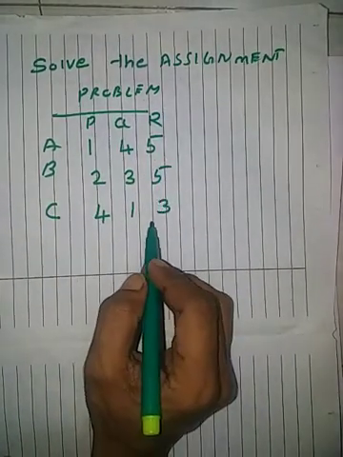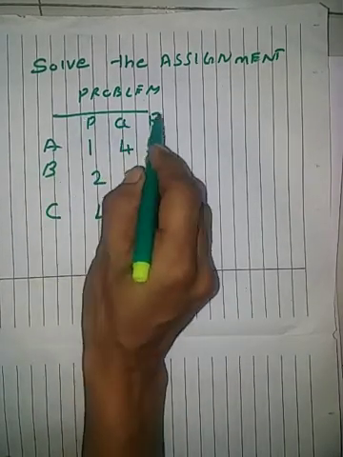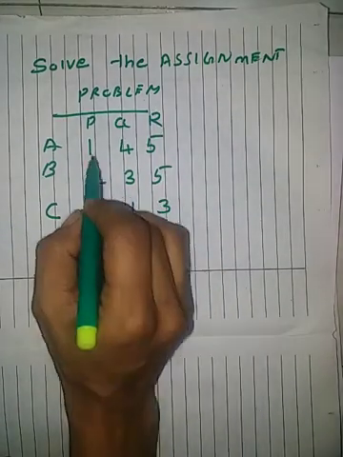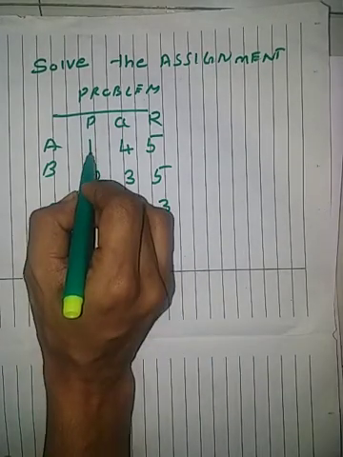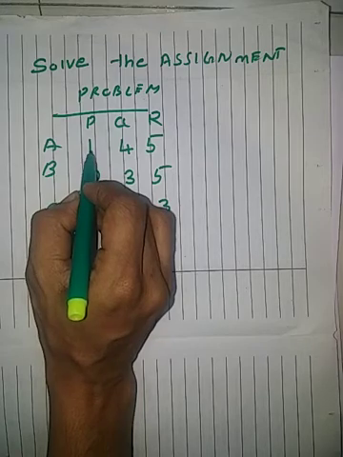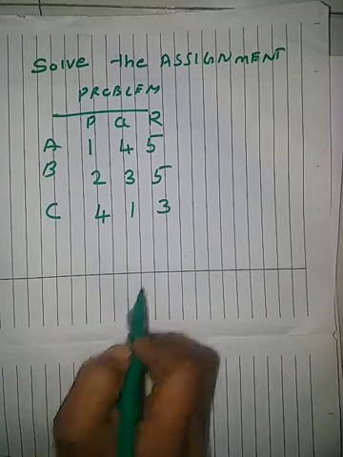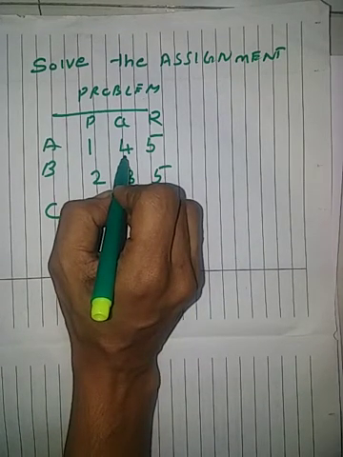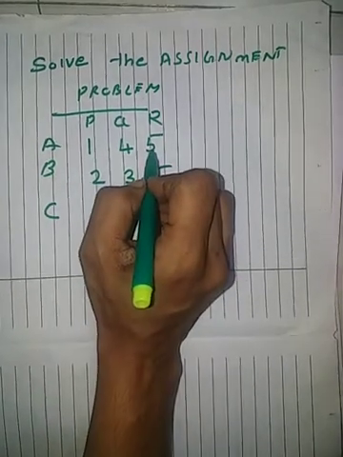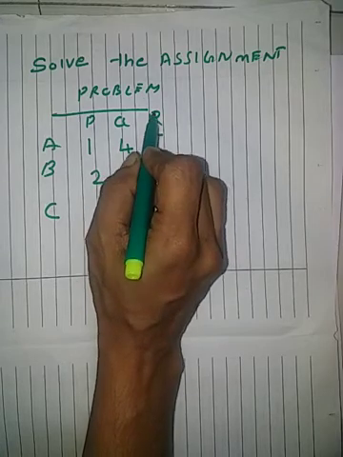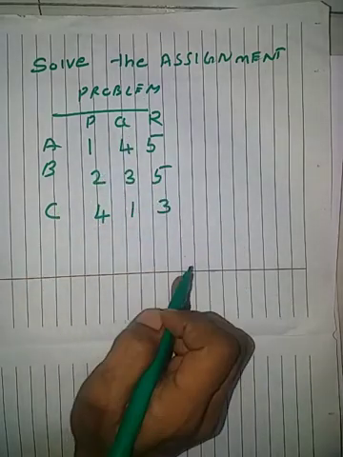Assignment problem. Here 3 operators are there, 3 jobs are there. Timing of each worker job combination is given. One is the time required to complete job P by operator A. 4 is the time required to complete job Q by A. 5 is the time required to complete job R by the same person A. So, timing of each worker job combination is given.